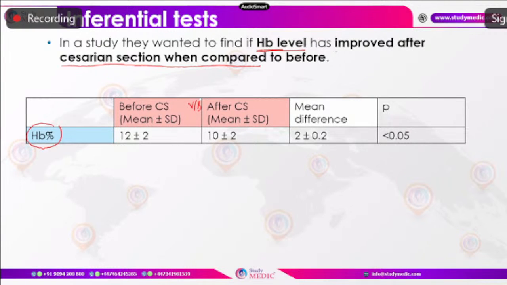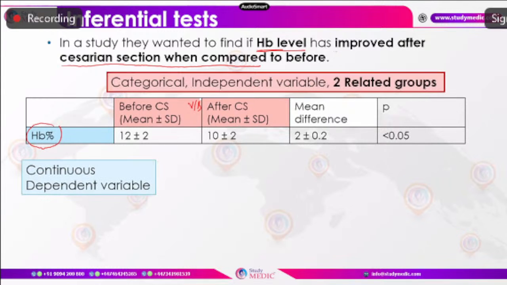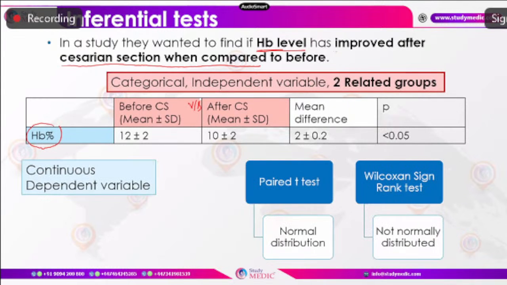So when we want to find out the significance of a difference in mean of a continuous variable between two paired groups, the classical example being before and after studies, we do what is called a paired t-test. And when it is normally distributed, we do the parametric test called the paired t-test. The non-parametric equivalent to this paired t-test, when the data is not normally distributed, is the Wilcoxon signed rank test.